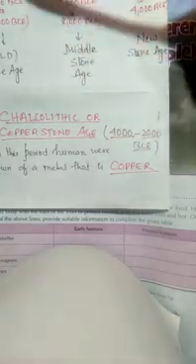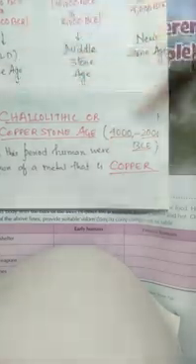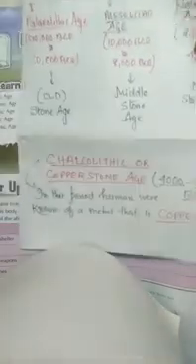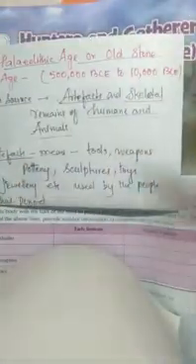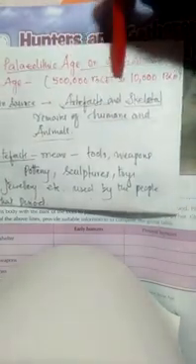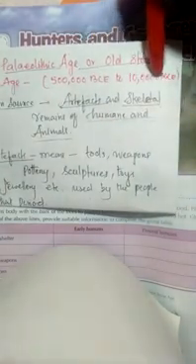Now we are going to learn about the three stone ages one by one. First of all, we go through the Paleolithic age. Its time period starts from 500 BC to 10,000 BC.